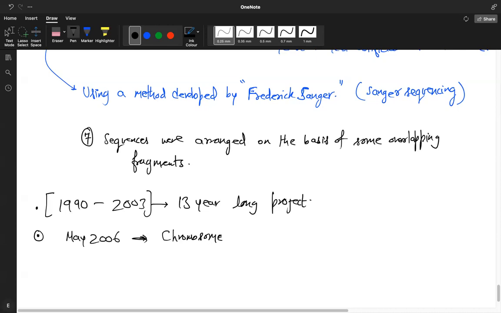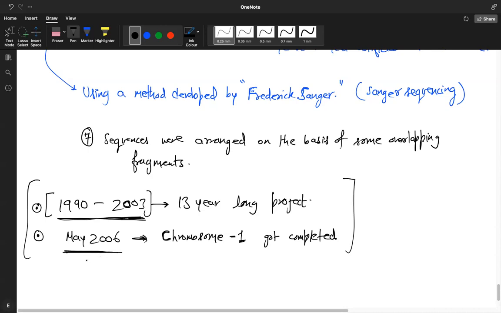Now, can you see that chromosome 1, you must have thought that it is the first chromosome, right? So it must have completed first. But some portions of chromosome 1 got completed in 2006. And some gap sequences were filled in very recently in 2021. But when it comes to how long was the project, you have to choose 2003. So read the question. If the question asks when the last bit got completed, it was in 2006, according to your syllabus.